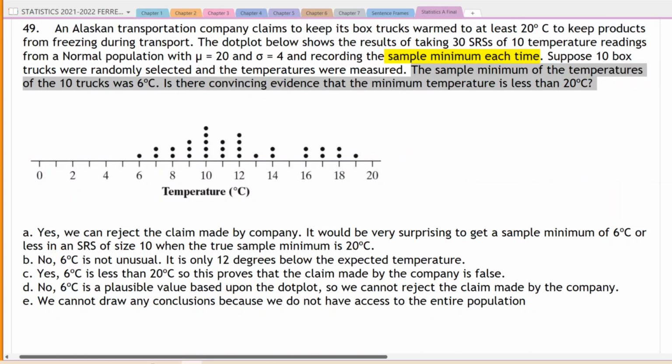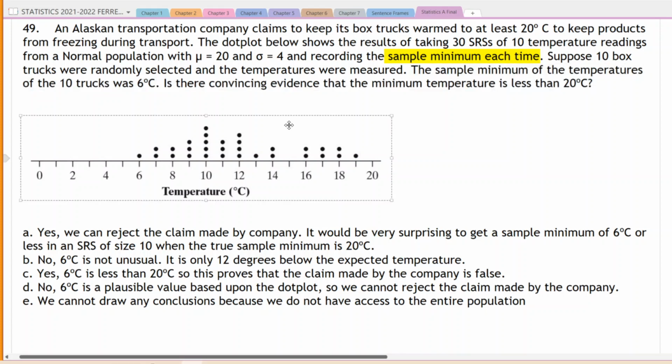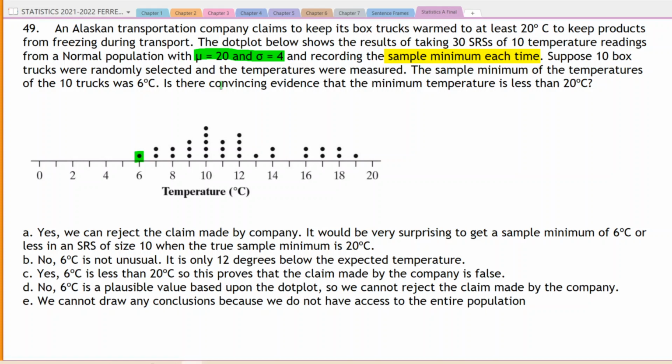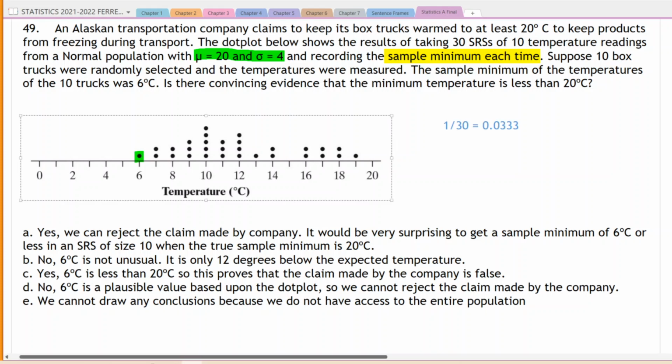So the sample minimum of a temperature of 10 trucks was found to be 6 degrees. So we took another sample of 10 and we found that the minimum was 6. And there's only one dot here at 6. So if the population was actually 20 mean and a standard deviation of 4, it's very unlikely to get a minimum temperature of 6. That's 1 out of 30 times it happened. That's definitely less than 5%.